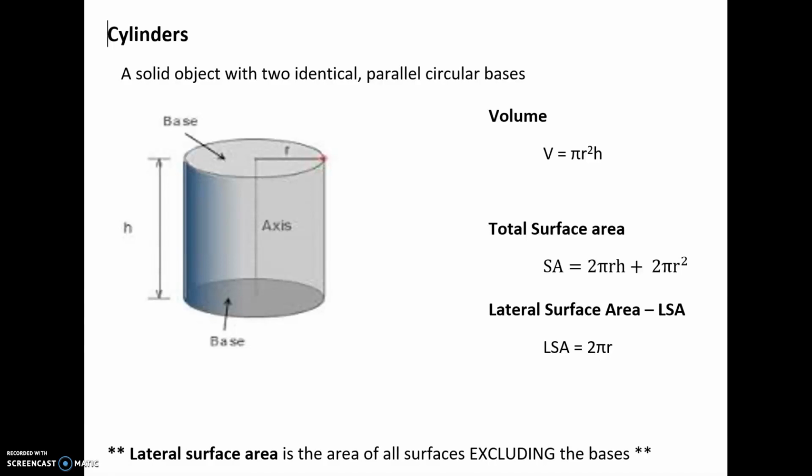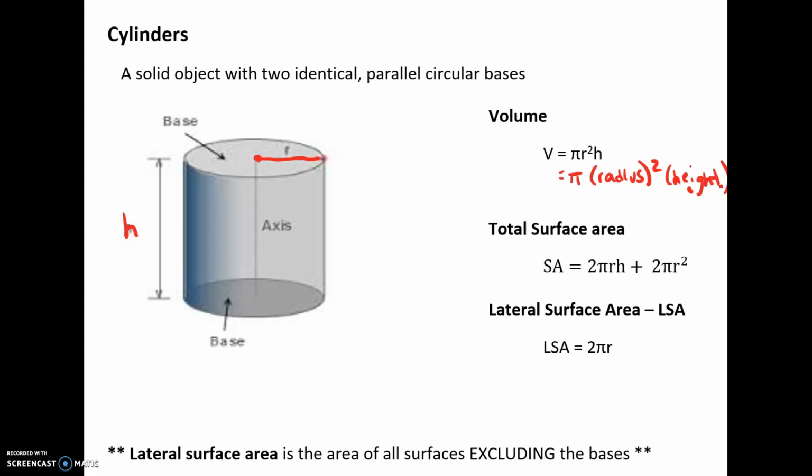Today's lesson will focus on calculating volume and surface area for cylinders. A cylinder is defined based on its radius, the distance from the center of the circular face to the outside edge, and its height. The volume can be calculated using the formula volume is equal to pi r squared h, or pi times the radius squared times the height.